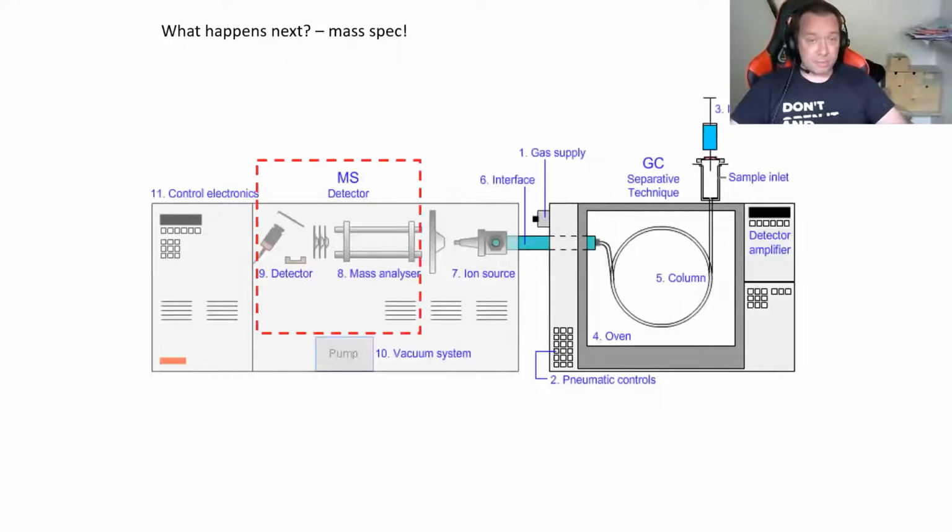And now we go into the mass spec. As I mentioned briefly, there are two components of the mass spec. There's the bit that gives it specificity, which is which ions are allowed to flow. And there is also the detector, which simply detects how much stuff we have.